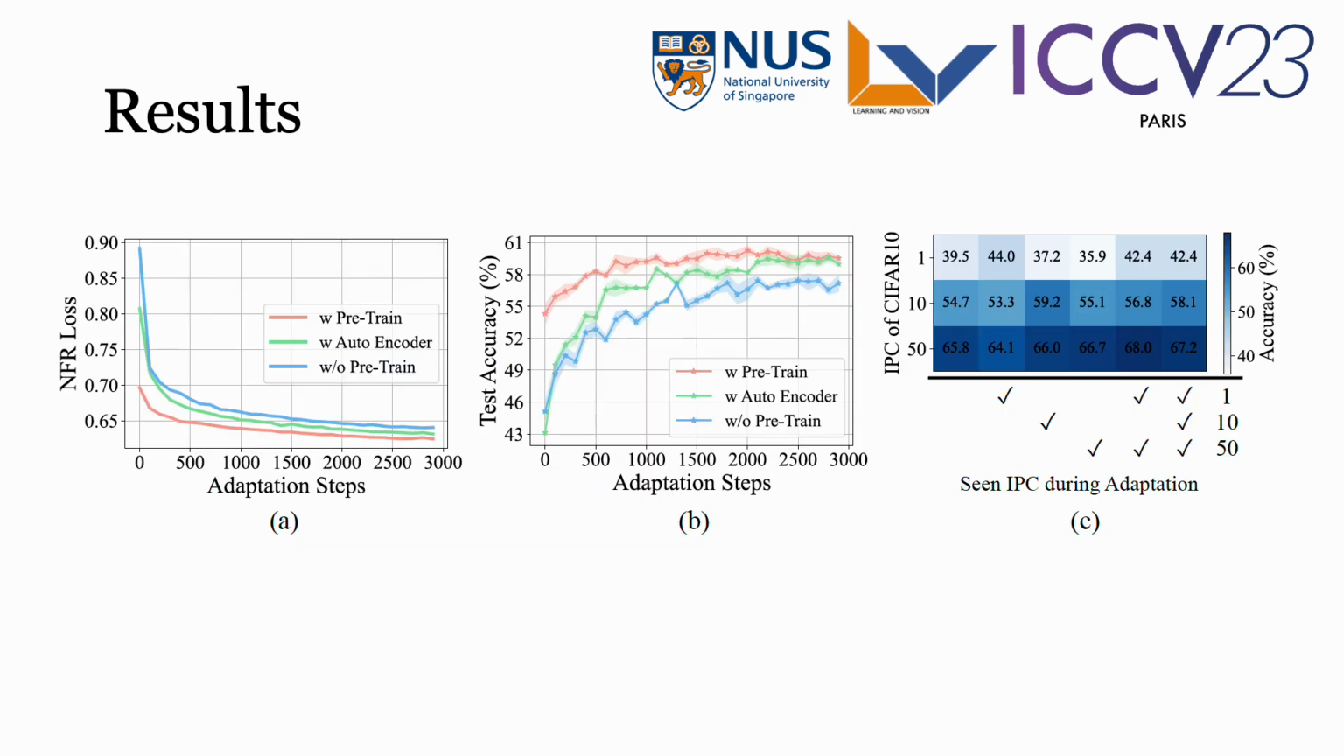Ablation studies also validate the effectiveness of the pre-training stage compared with a translator adapted from scratch and from an autoencoder. Interestingly, it can achieve cross-storage budget generalization, as shown in the third plot. For example, a translator adapted in the settings of 1 image per class and 50 images per class can conduct inference for the setting of 10 images per class.